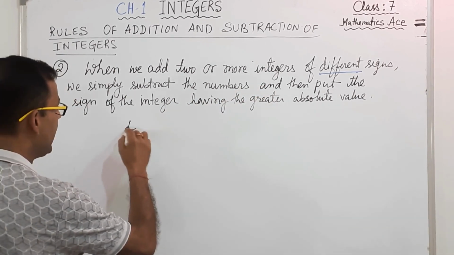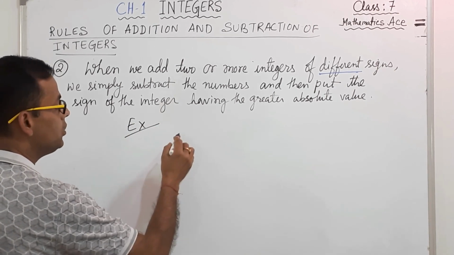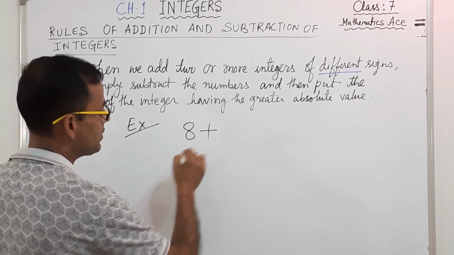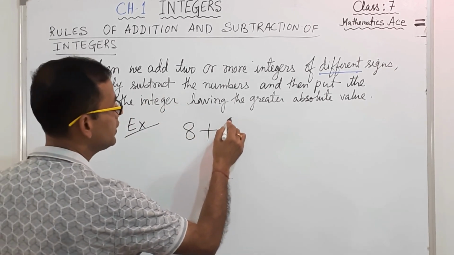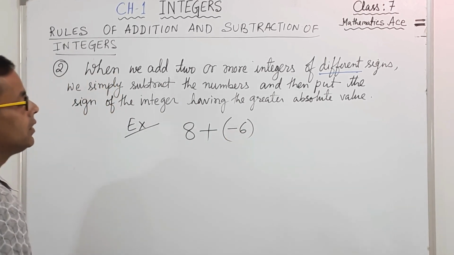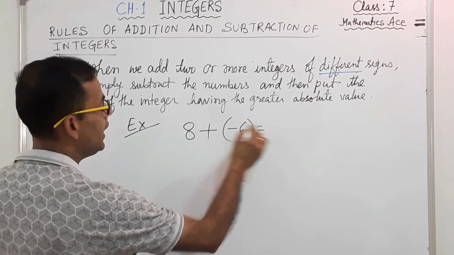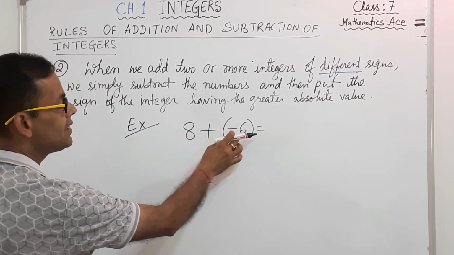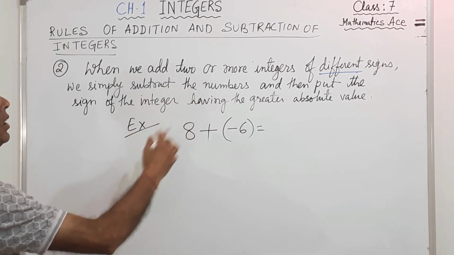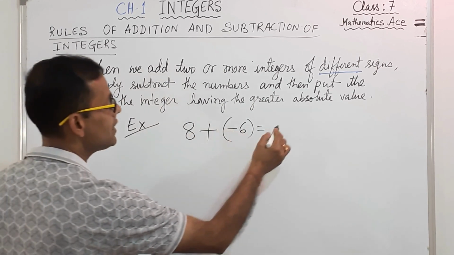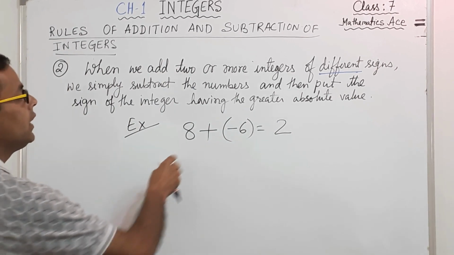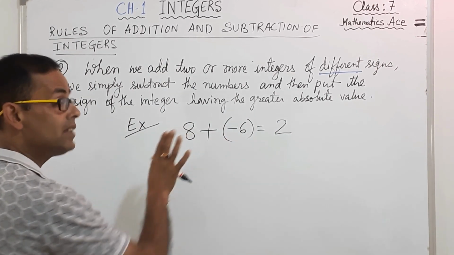Like if I take one example, it will be clearer to you all. Suppose if I take 8 plus, we are adding, so 8 plus, and this one if I take minus 6. So now you can see here 8 is one integer, minus 6 is one integer. So we are adding two integers of different sign. So simply we have to subtract 8 and 6, subtracting is 2, and we will take the sign, which one? Here 8 absolute value is 8 only, positive.